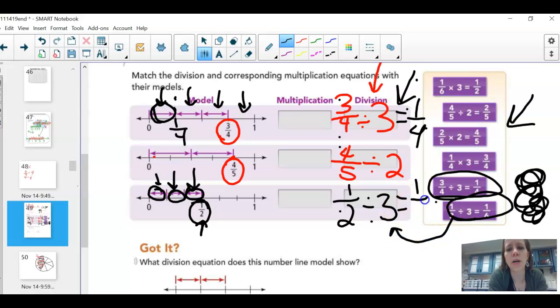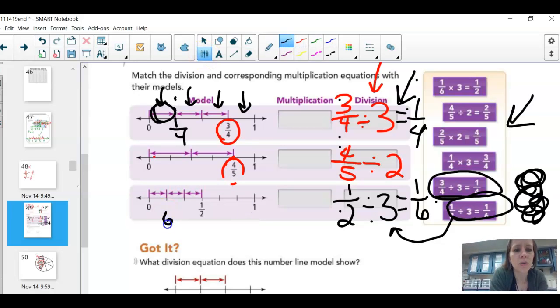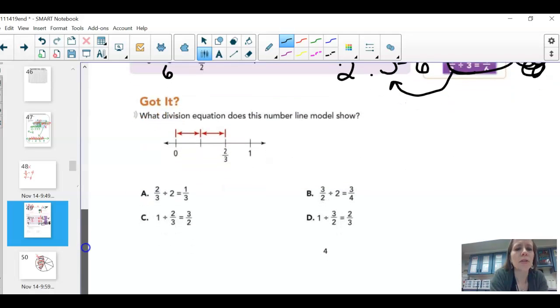That equals 1/6. I can tell that by counting all the spaces between 0 and 1. There's 1, 2, 3, 4, 5, 6 spaces. So each one of these lines is sixths. Now I want one group, so there's 1/6. Okay? Let's go ahead and look at this one, okay?